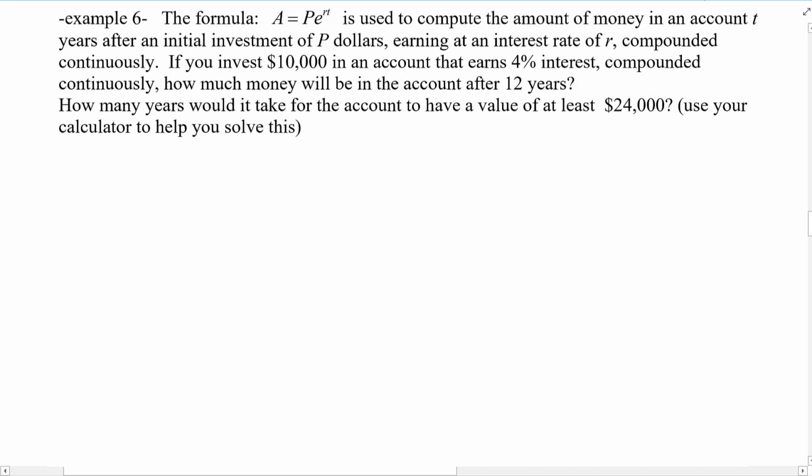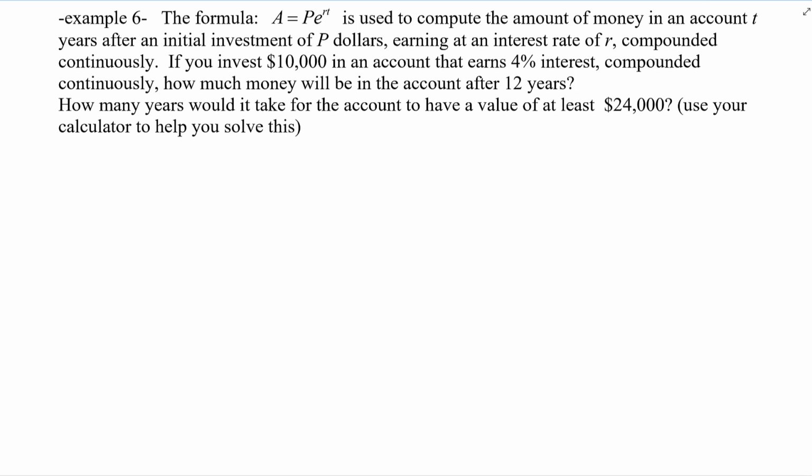Example 6. The formula a equals p times e raised to the rt power is used to compute the amount of money in an account t years after an initial investment of p dollars, earning at an interest rate of r, compounded continuously. If you invest $10,000 in an account that earns 4% interest compounded continuously, how much money will be in the account after 12 years? How many years would it take for the account to have a value of at least $24,000? Use your calculator to help you solve this.